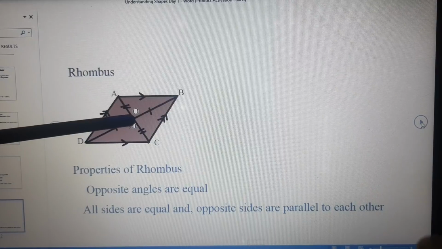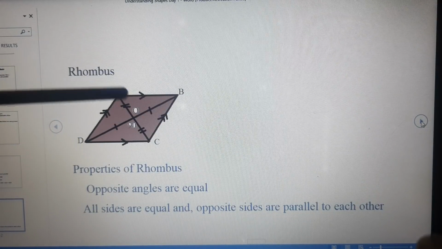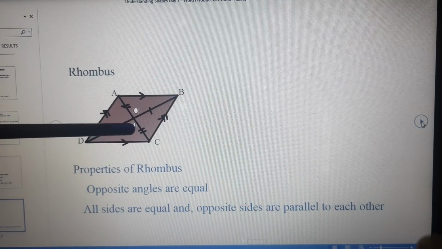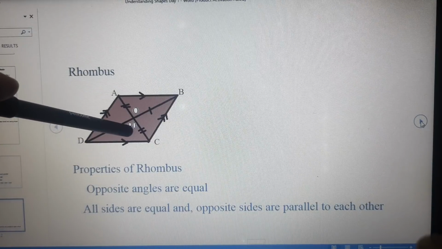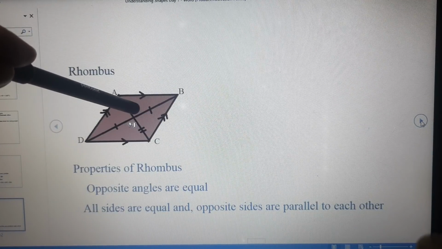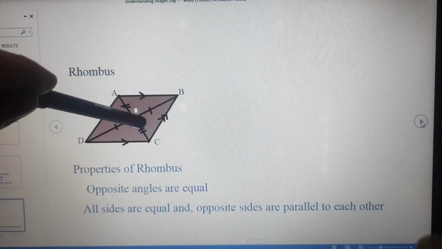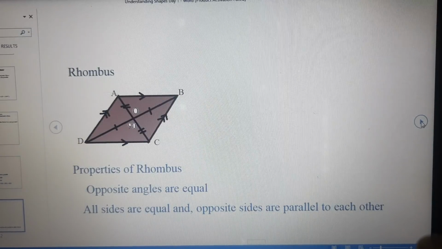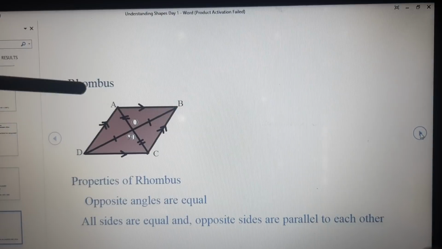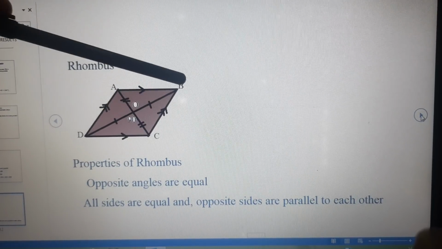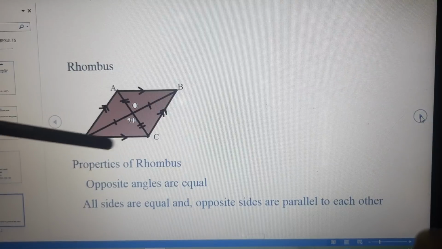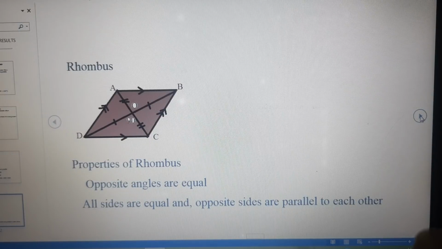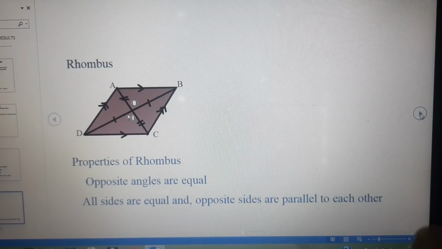It means OD is equal to OB, OA is equal to OC, and angle DOC, this angle is 90 degree. Because this angle is 90 degree, so this angle will also be 90 degree, vertically opposite. And this angle will also be 90 degree. Why? Linear pair. It means angle AOB 90 degree, angle BOC 90 degree, angle COD 90 degree, angle AOD 90 degree. All four angles will become 90 degree.